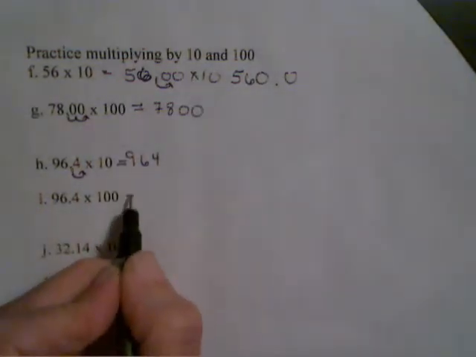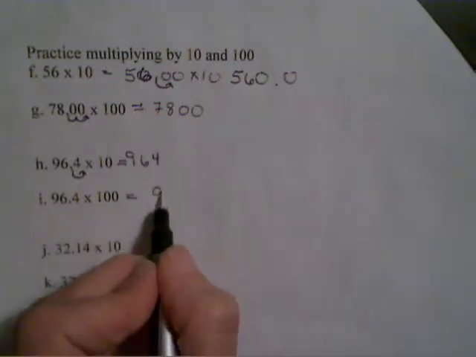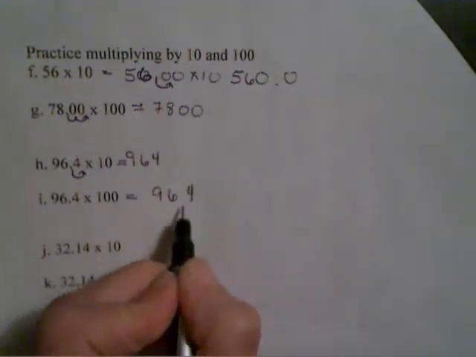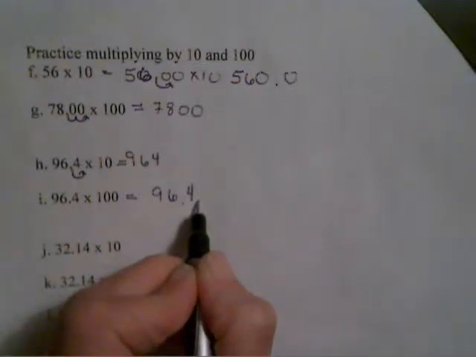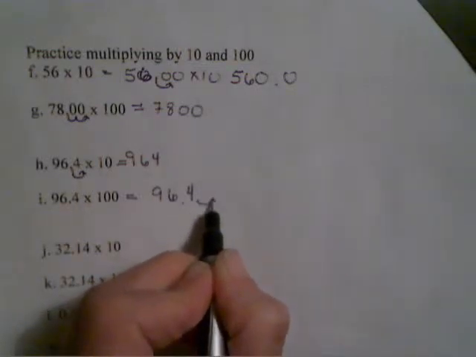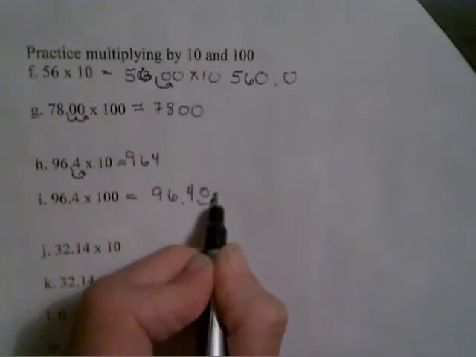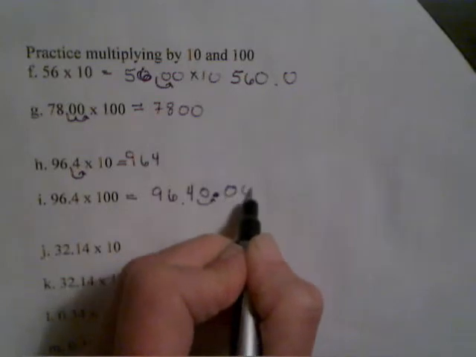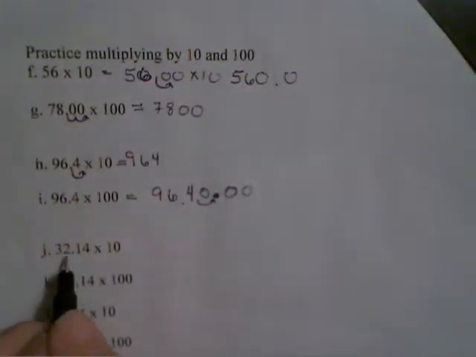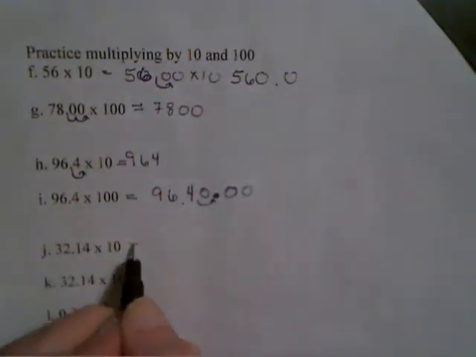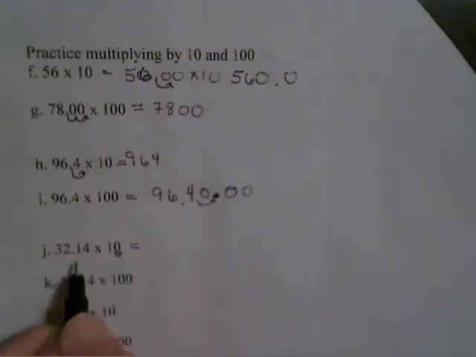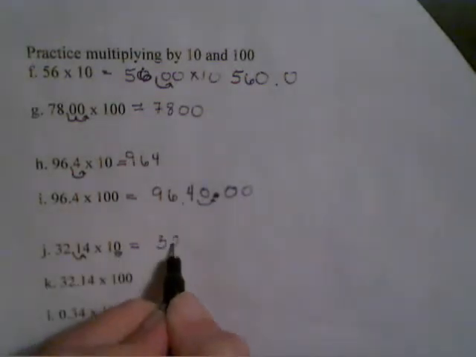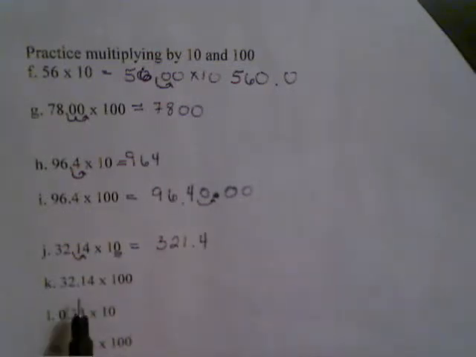96.4 times 100. Now this one's a little different because I've got my 96. If I move that decimal over one spot, I just ran out of spaces. To move it over another spot, I have to shove in a 0 in there. So it's going to be 9640 point, and then I could put 00. Alright, 32 and 1400ths times 10. I'm multiplying by 10, move it over once. I get 321 and 4/10. 32 and 1400ths times 100. Move it over twice because I multiplied by 100.